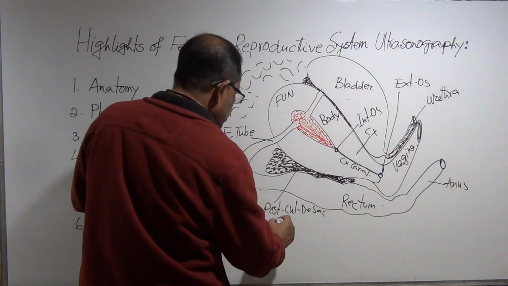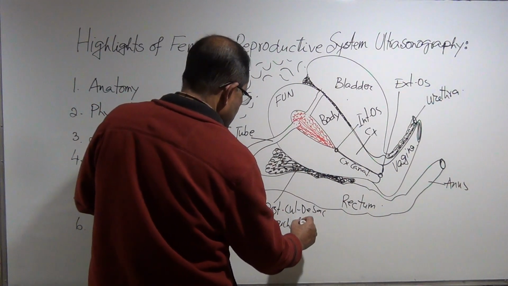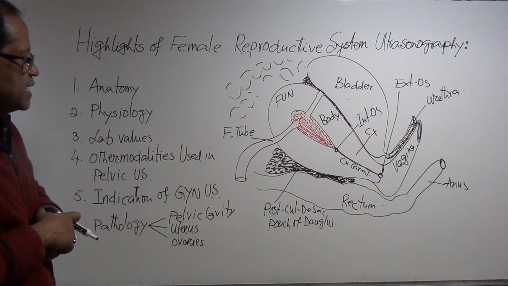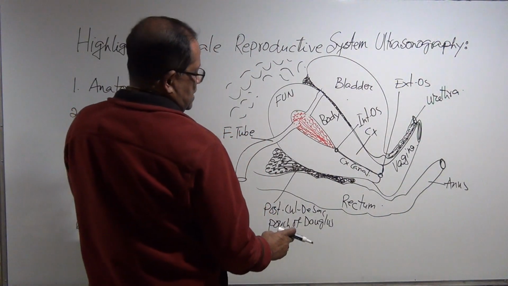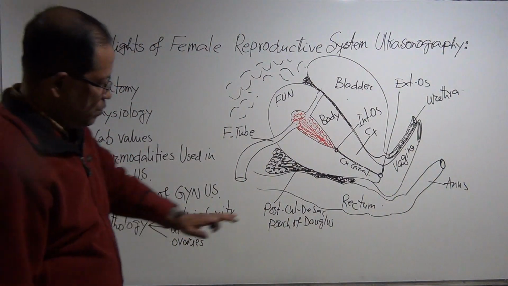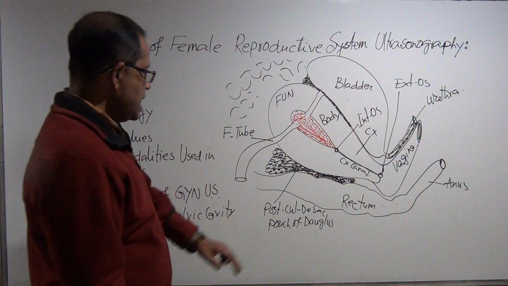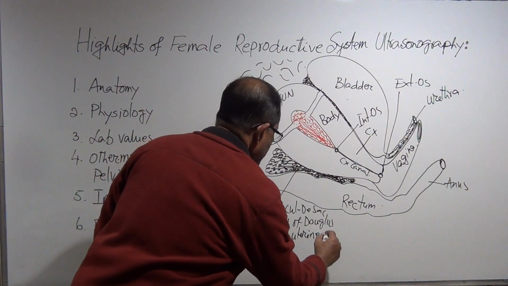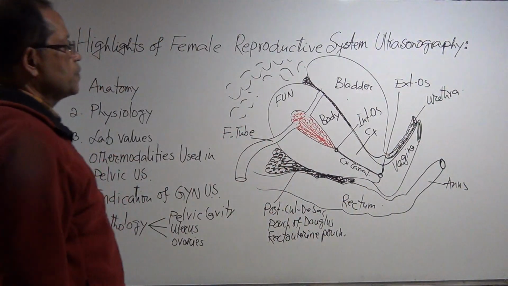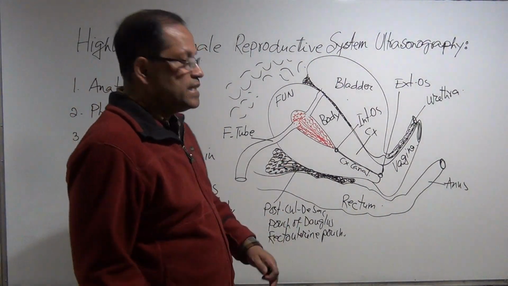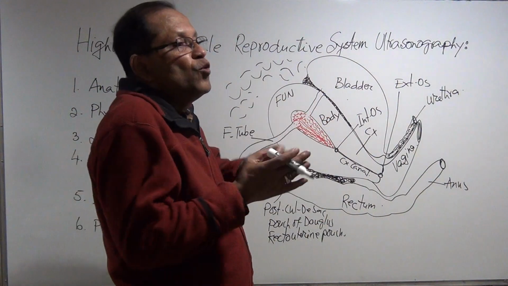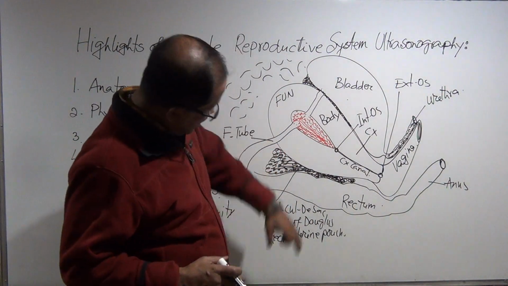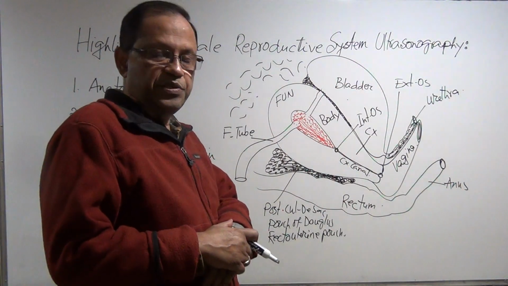Also known as the pouch of Douglas. Douglas is the name of a person, and it is also known as the recto-uterine pouch: posterior cul-de-sac, pouch of Douglas, and recto-uterine pouch. This is the potential space. It contains a little fluid that acts as lubrication to avoid friction between the organs. But this is a potential space to understand the pathology too.